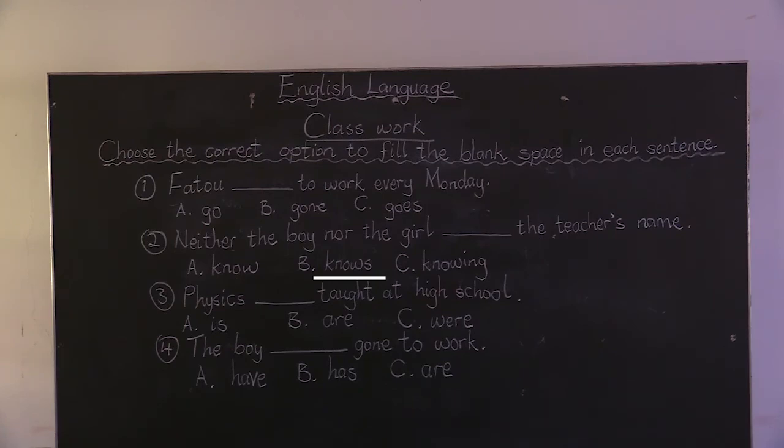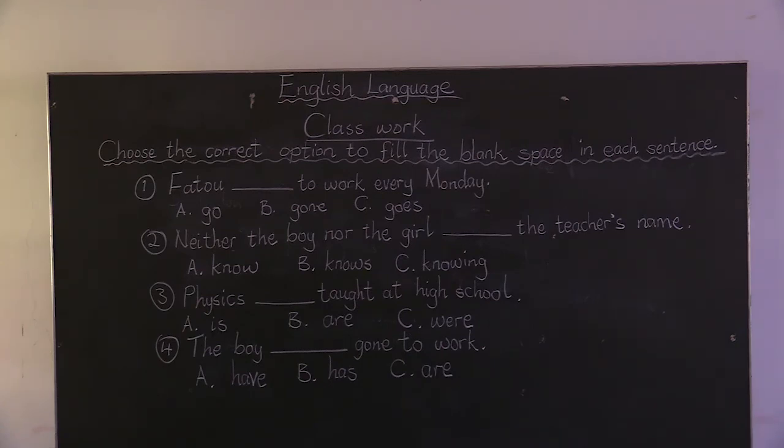We look at example 3 or sentence 3. Physics dash taught at high school. Is as option A, B, or C, or. So our correct option here is option A, which is. In English, we say physics is taught at high school.